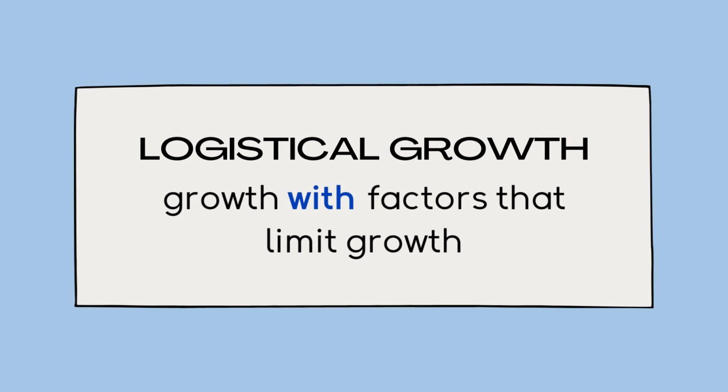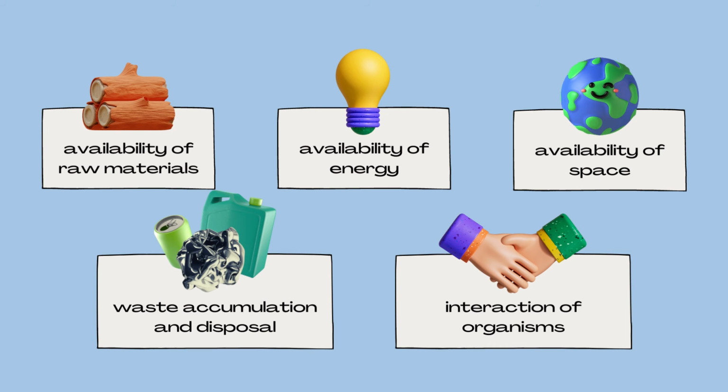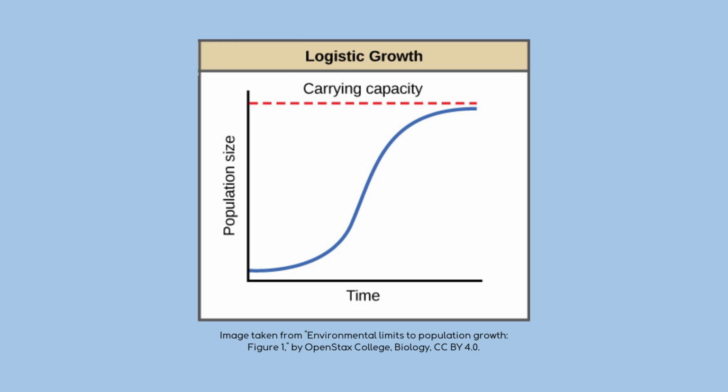Logistic growth, on the other hand, depicts how a population would grow in a more realistic situation wherein resources get depleted and the population is affected by biotic and abiotic factors. These factors include availability of raw materials, energy, and space, and the accumulation and disposal of waste, as well as interactions among organisms. As such, this growth results in a graph with an S-shaped curve.